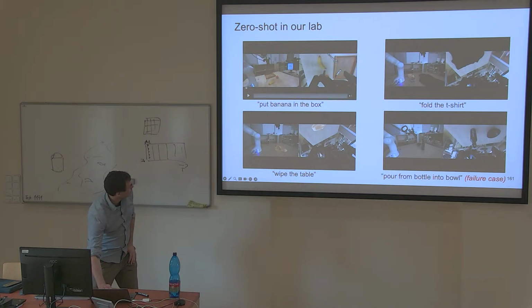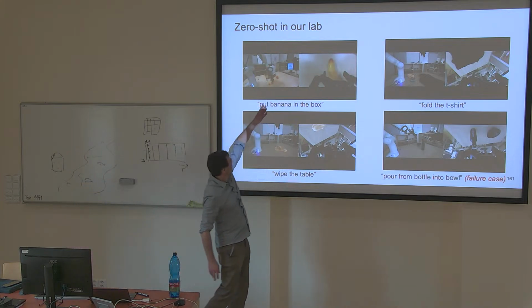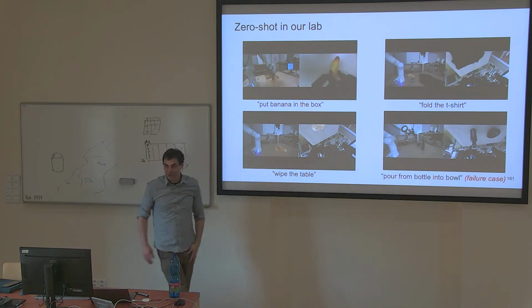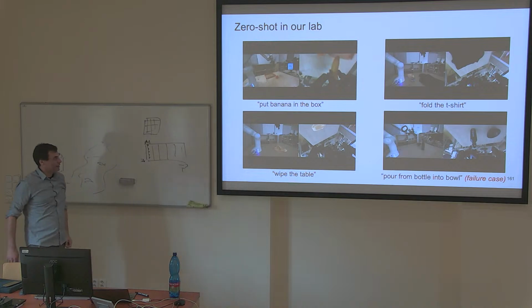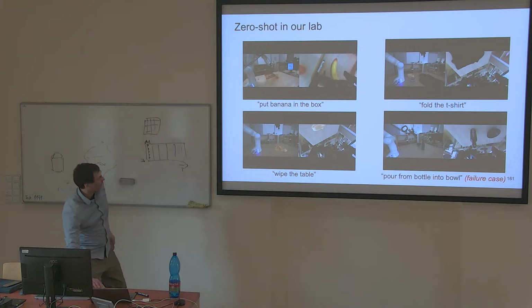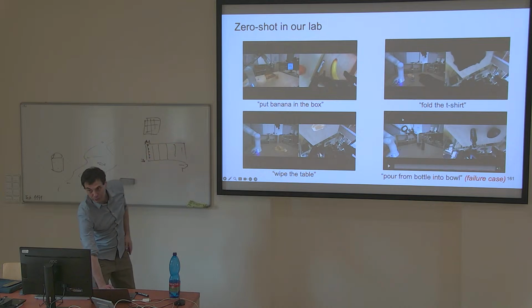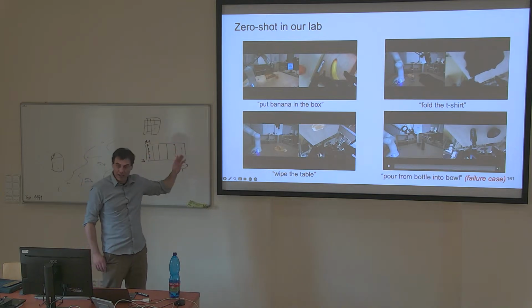I will show you our put banana in the box. You type put banana in the box and it just goes, based on these images, and executes the action. It's a very different setup. No pose estimation, no planning, it just does it. If you tell it put banana in the box, we could also do that without pose estimation, but folding a t-shirt is harder.